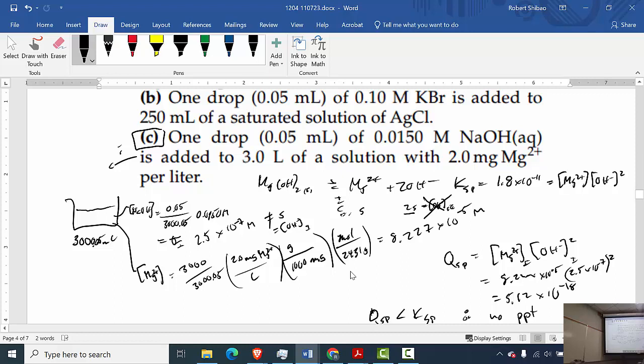And the only thing that will cause this to shift left is if we have too much in the product.